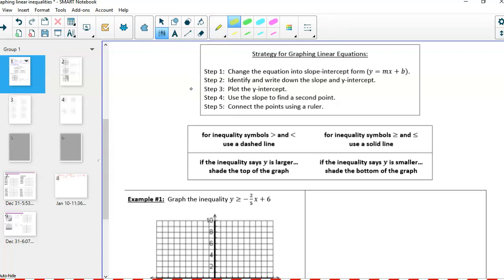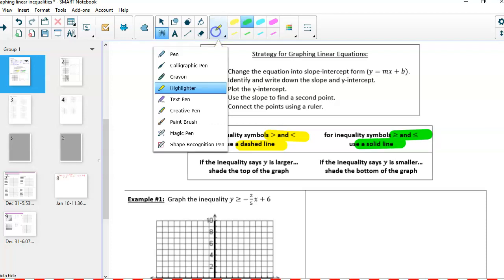If we have something that is strictly greater than or strictly less than, that's going to determine what type of line we have. We're going to have a dashed or a dotted line. You'll see what I mean when we do some examples. If we have an equal to, so greater than or equal to, less than or equal to, then we'll have a solid line, like the lines we draw all the time.